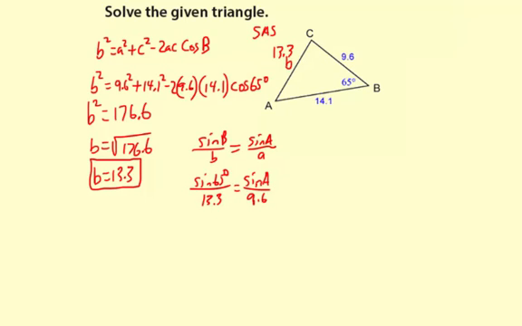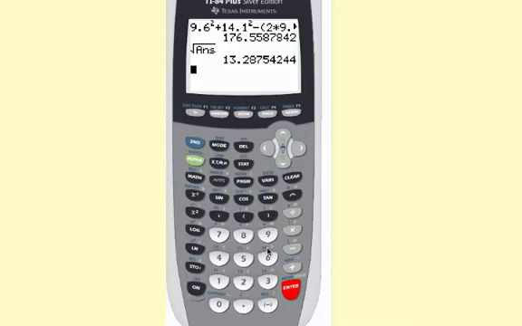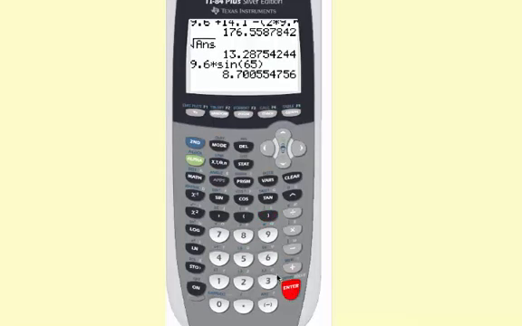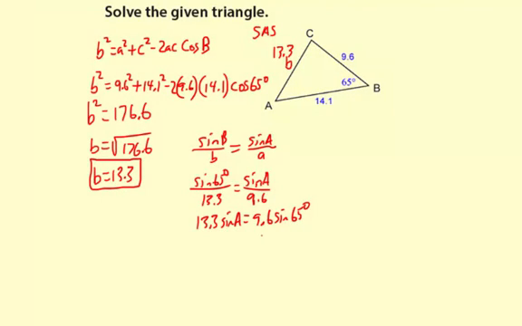So now we'll cross multiply. 13.3 times the sine of A equals 9.6 times the sine of 65 degrees. Let's simplify the right side. 9.6 times the sine of 65 degrees is 8.7006. That's equal to 13.3 sine of A.